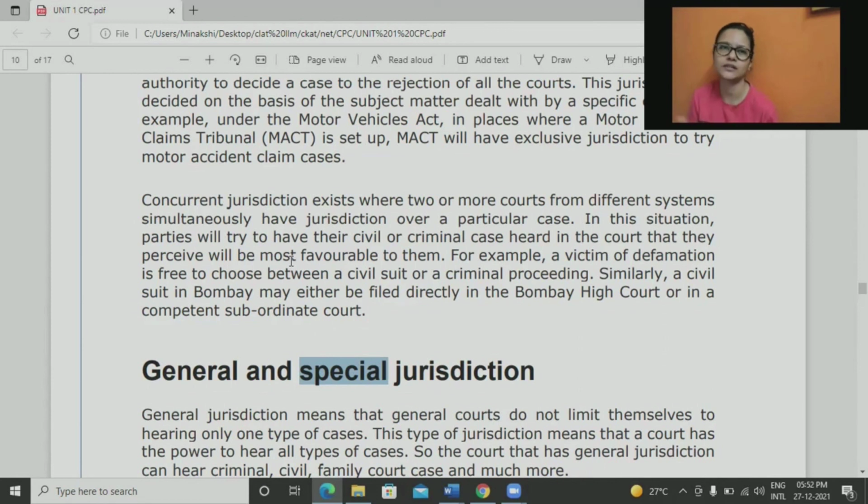All these matters would be filed before them, because it's not practically possible to have a separate court for every single matter, right? So that is the reason why it's there.